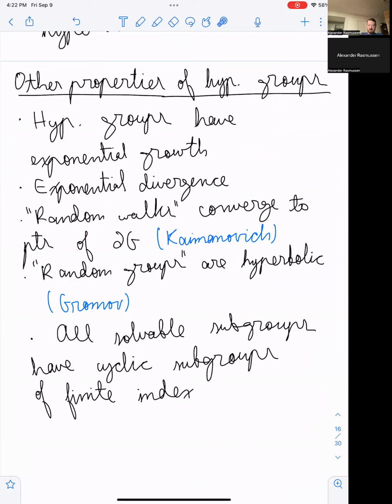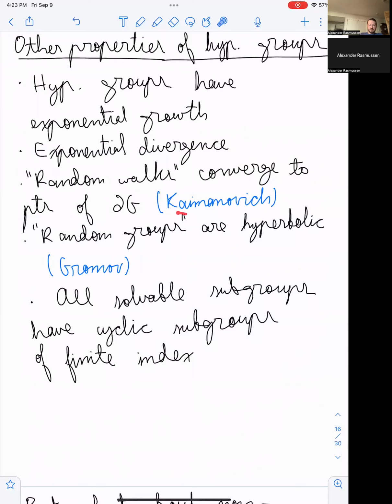Random walks converge to points on the boundary. This is due to Kaimanovich. I'm putting random walks in quotation marks because you need to assume something about what type of random walk you have. I don't want to write down the hypotheses right now, but this works in a very general setting, actually. Random groups are hyperbolic. This is due to Gromov. And again, I have to put this in quotation marks because you have to say what type of random group, but there are several different ways to define random groups such that the groups you get are generically hyperbolic.